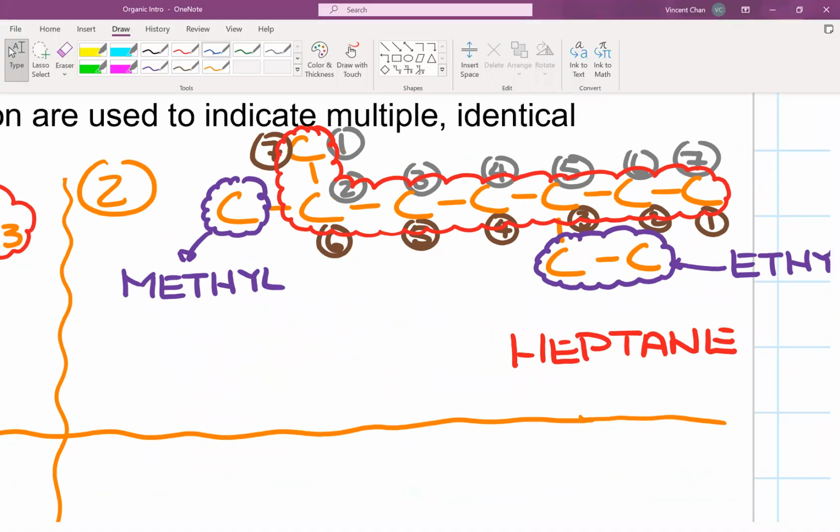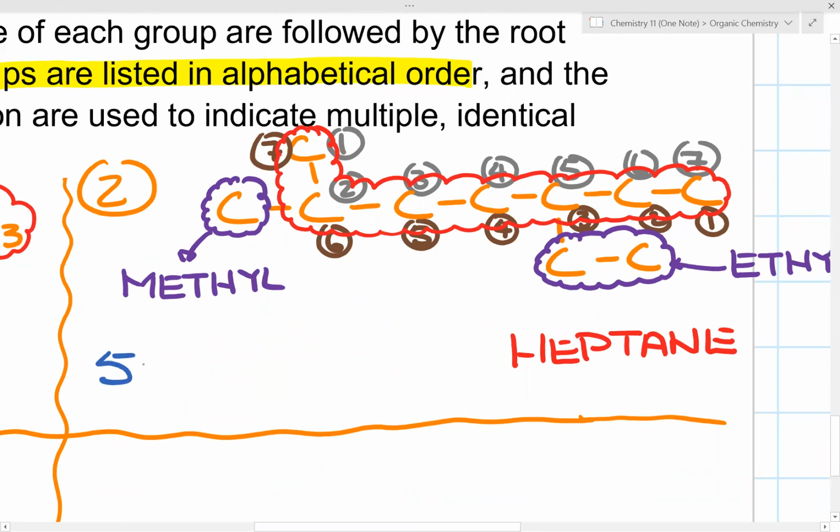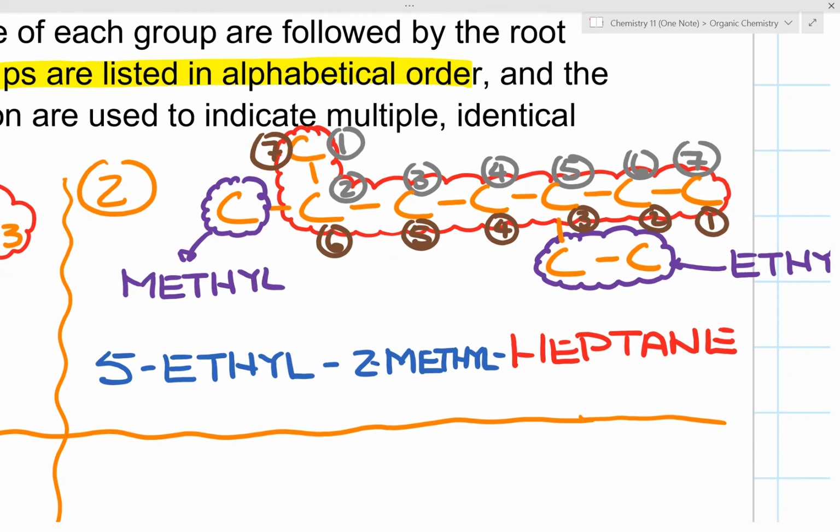let me write this down. It would be 5-ethyl, 2-methyl heptane. Now, in some books, they use commas, I use dashes, doesn't matter.